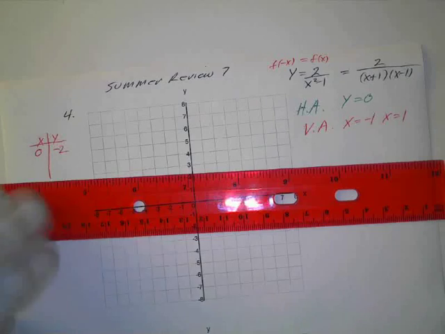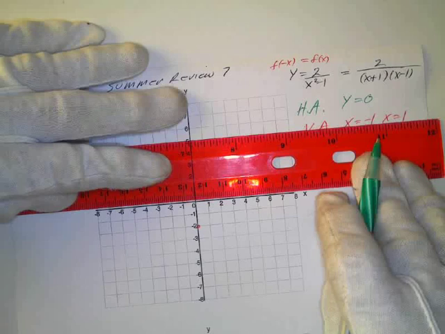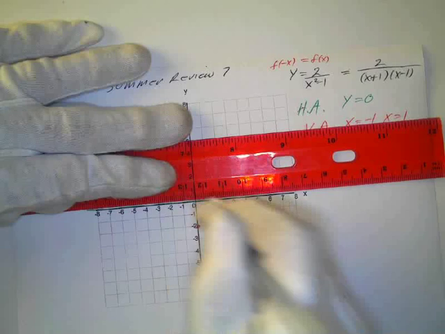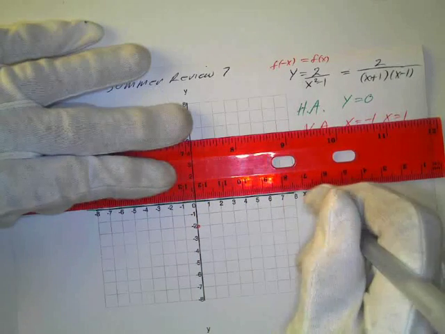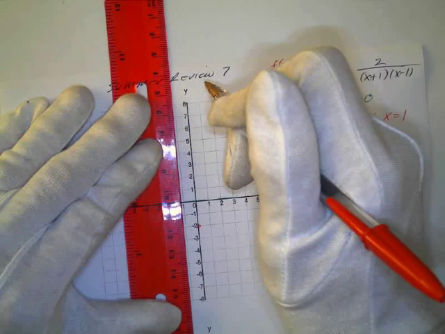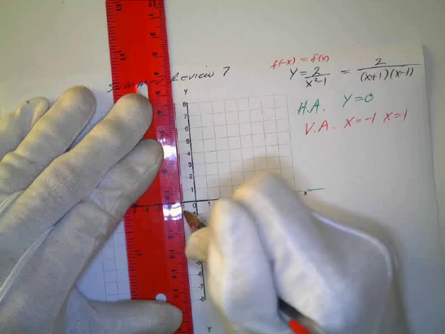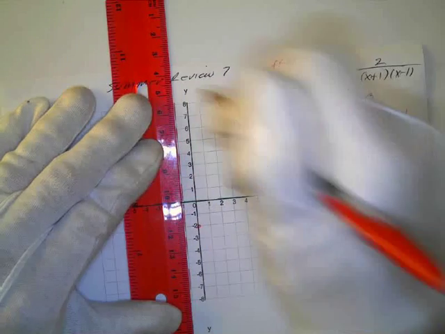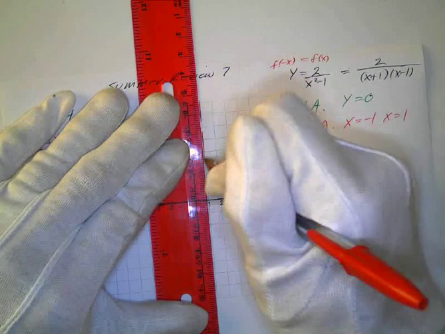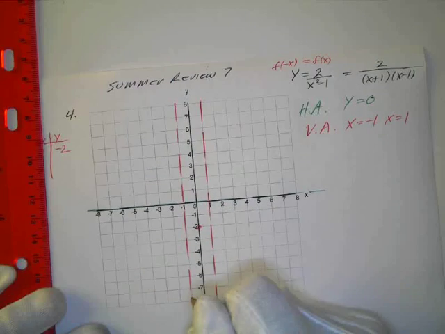So my horizontal asymptote is at y equals 0. Now that should be a dashed line. It's kind of hard because it's right on the axis here. I know I've been putting solid lines in here, excuse me, so I should put some dashed lines there. And then the vertical asymptote is x equals negative 1, and x equals 1. Okay, so there we go, we got that.